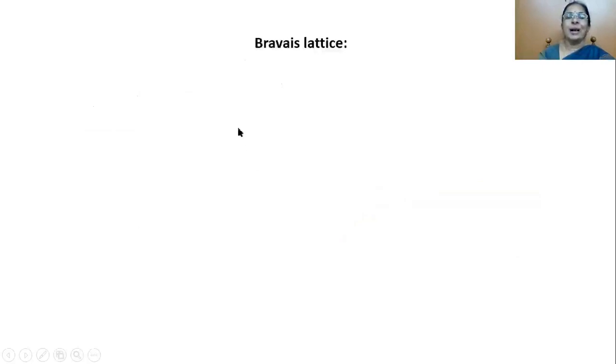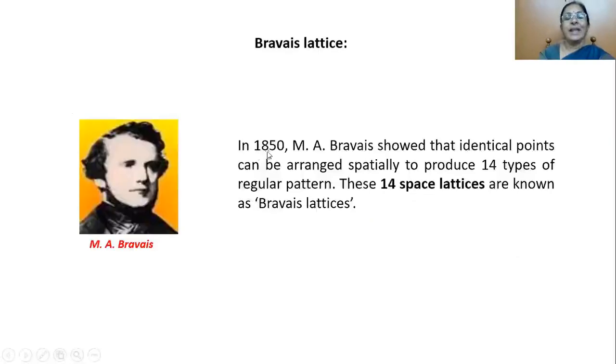Next we come to an important part of crystals, the Bravais lattice. In 1850, M. A. Bravais showed that identical points can be arranged spatially to produce 14 types of regular patterns. These 14 space lattices are known as Bravais lattices. Whichever crystal you take, the atoms or the molecules can be arranged in such a way that you can form them into only 14 types.